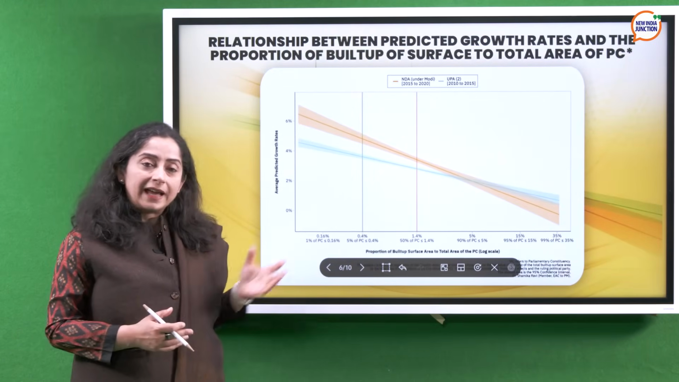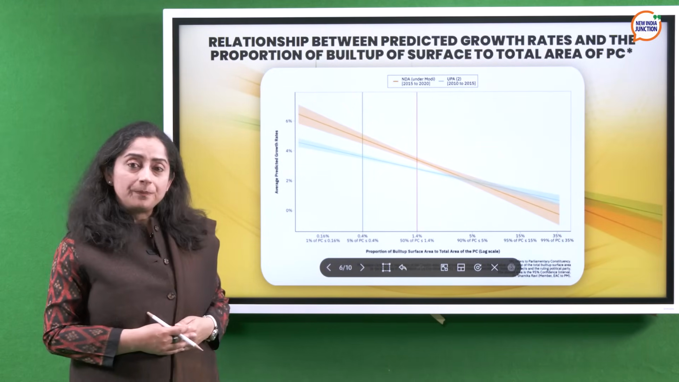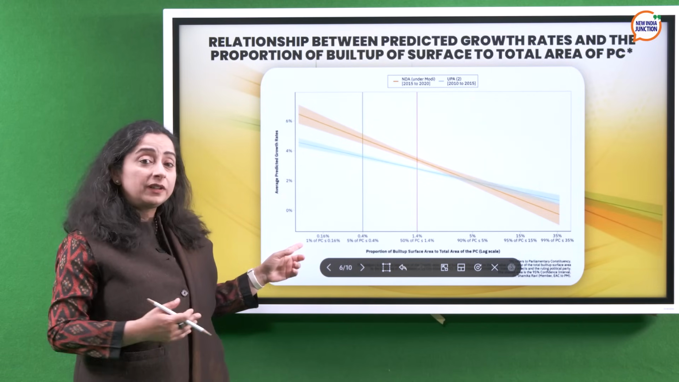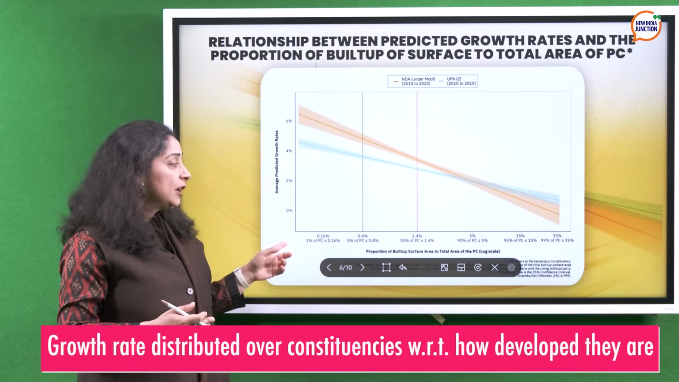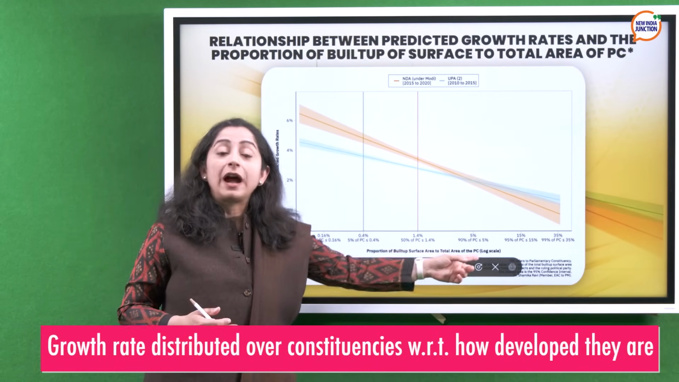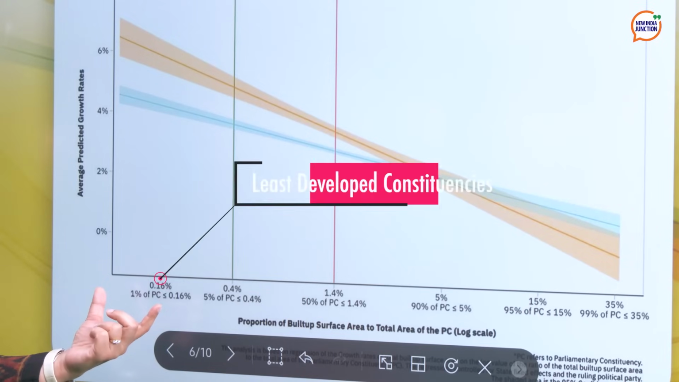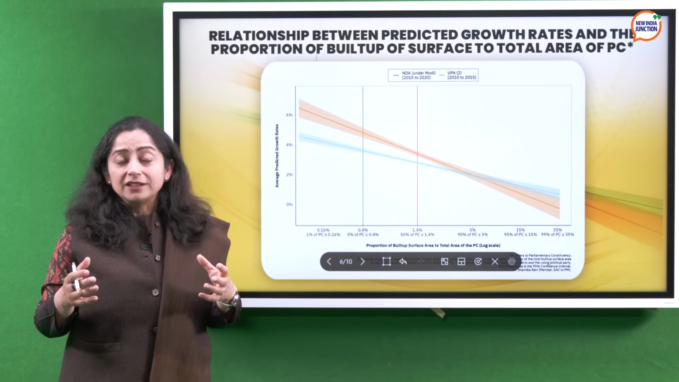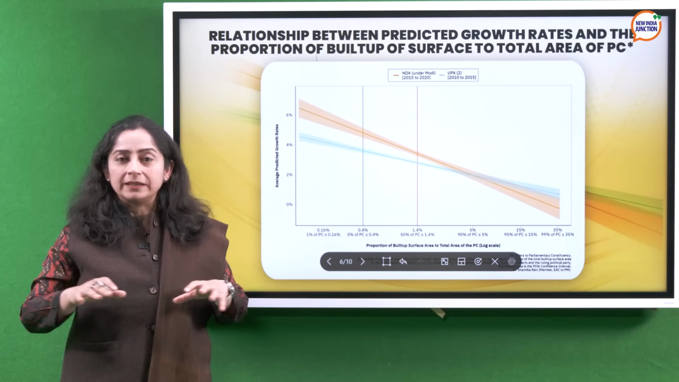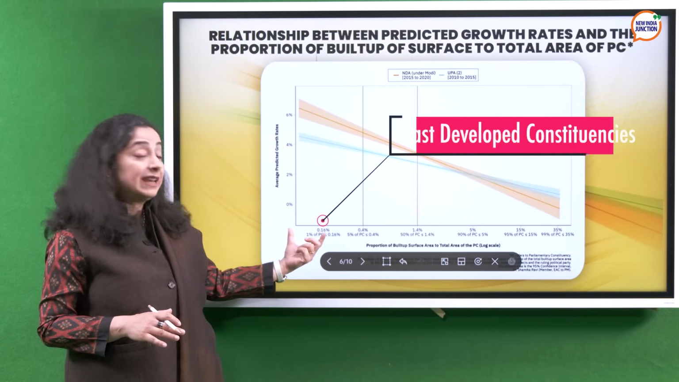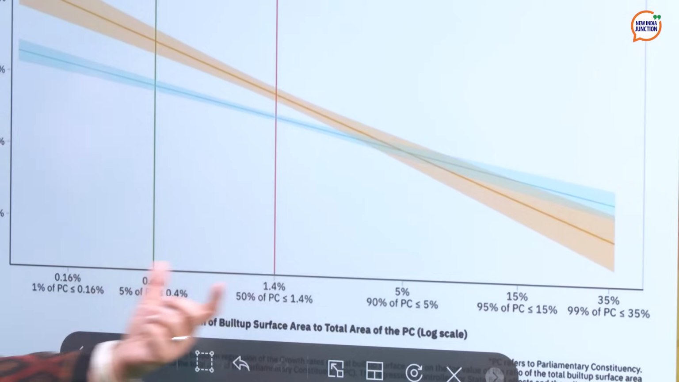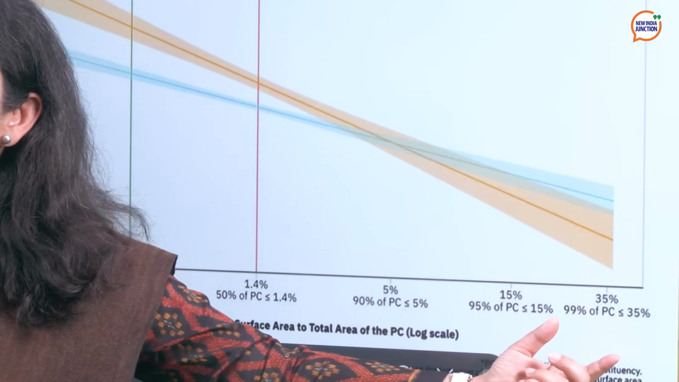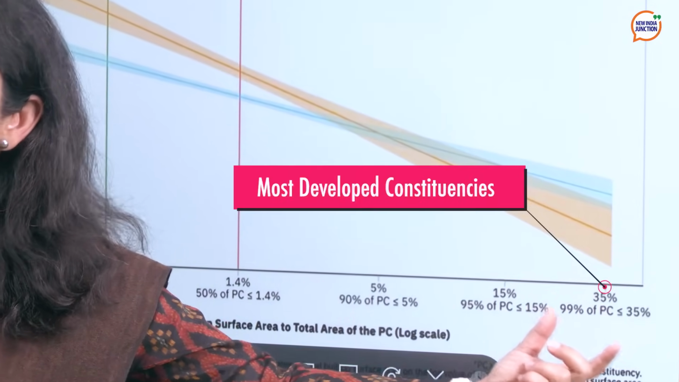Now, this analysis is telling you how growth rate is distributed over constituencies by virtue of how developed they are. These are the least developed, and we are defining developed as what percentage of the constituency has some built up area. So these have less than 1.6%, while these have built up area above 35%. So these are mostly your urban centers.